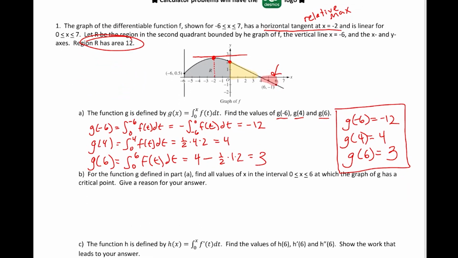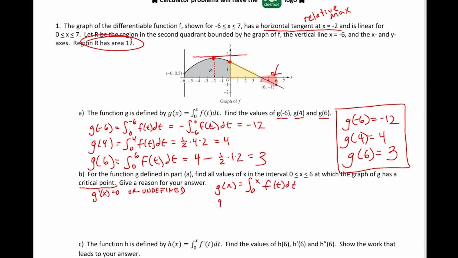Part B says for the function g that we defined in part A, find all values of x in the interval at which the graph of g has a critical point. So a critical point is one where the derivative, so where g prime equals 0 or is undefined. Okay, so let's define g prime. So g is given as the integral from 0 to x, f(t) dt.